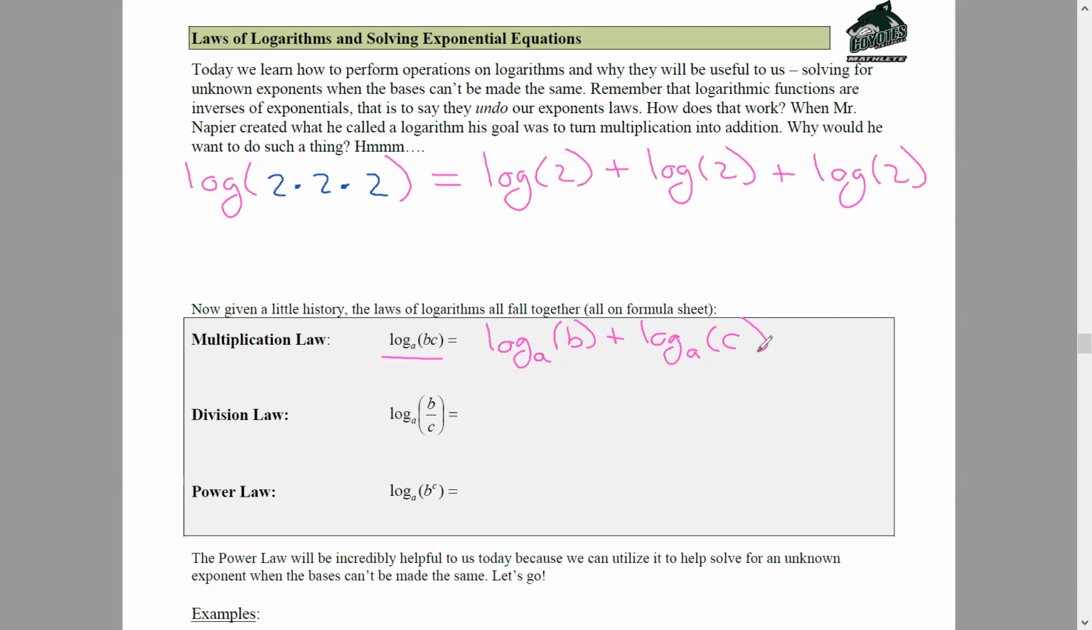Now, guess what? Once you know that, the other important laws fall together. What do you think? If multiplication turns into addition, what do you think division would turn into?